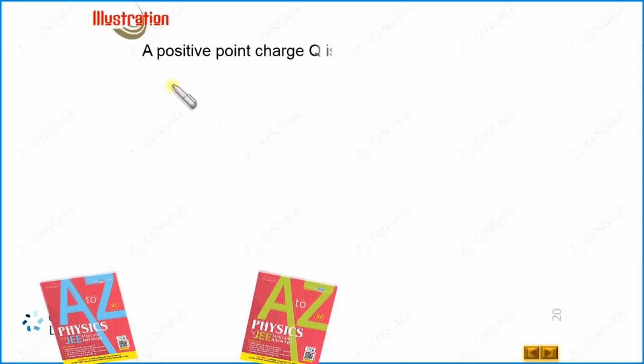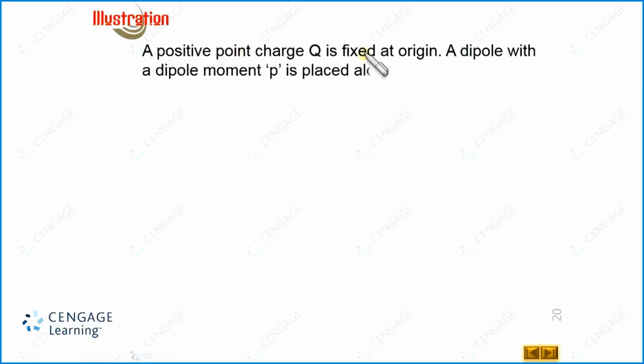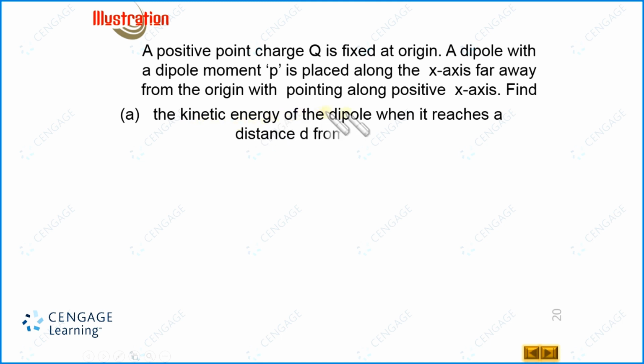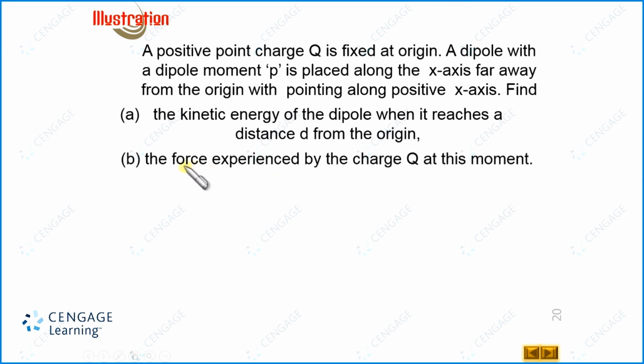In the next illustration, it is given that a positive point charge capital Q is fixed at the origin. A dipole with dipole moment P is placed along the x-axis far away from the origin. That means at a large distance from the origin, the dipole is placed and it is pointing along the positive x-axis. Find number 1, the kinetic energy of the dipole when it reaches the distance d from the origin, and second part of the question, we need to calculate the force experienced by the charge capital Q at this moment.